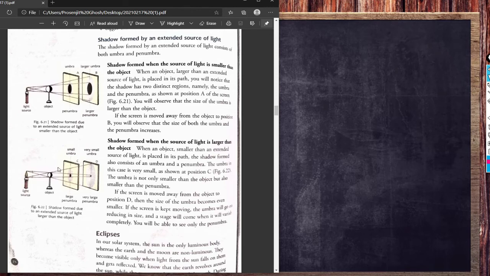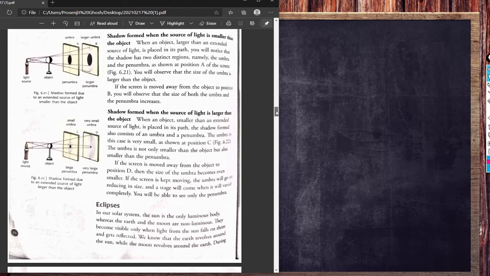But what will happen if the light source is bigger than that object? It forms a smaller shadow, which you can see over here, very small. So in this case, Umbra is big, but Penumbra is small. But in the last case, the Umbra is small and Penumbra is big. So also you can compare the Umbra and Penumbra with the size of the light source compared to the size of the object.